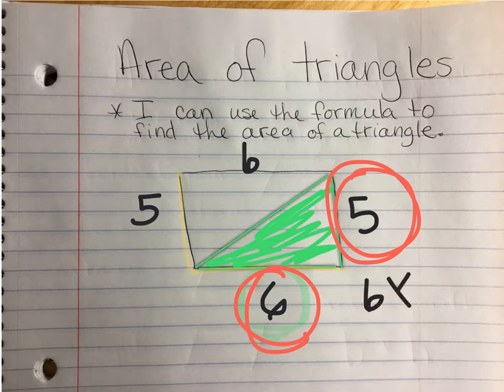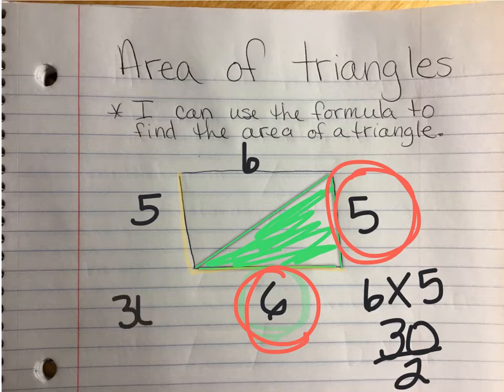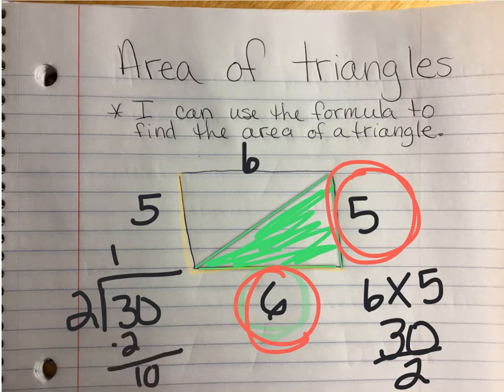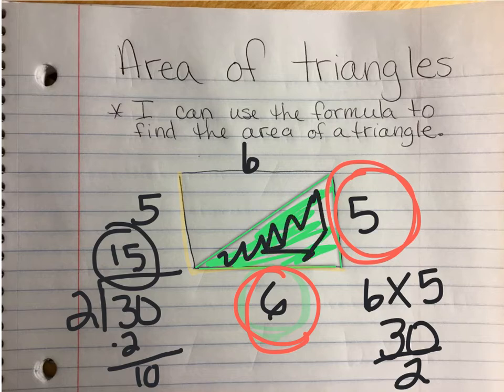So I say length times width. Oh, that's 30. But remember that's the space for the whole rectangle. I want to take that 30 and divide it in half. Make my division problem over here because I have more room. Take my 30, divide it in half, meaning I'm going to get 2 parts. 2 goes into 3 one time. Subtract. 2 goes into 10 5 times. And my area for this green triangle, just right here, is going to be 15 units squared.